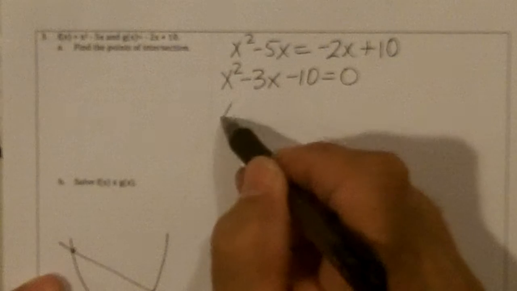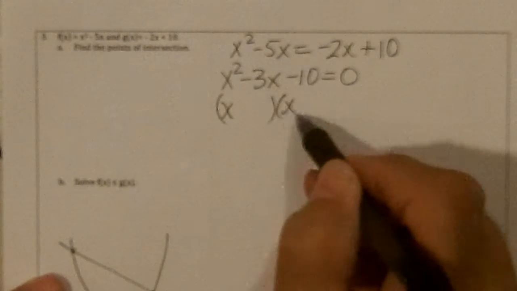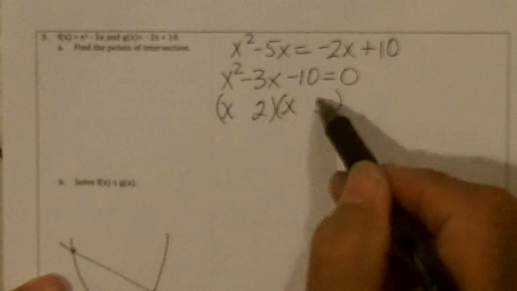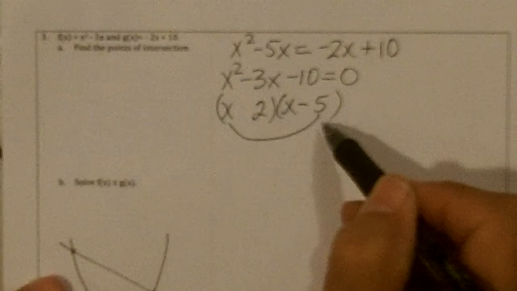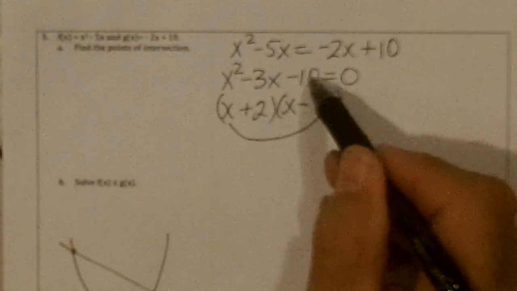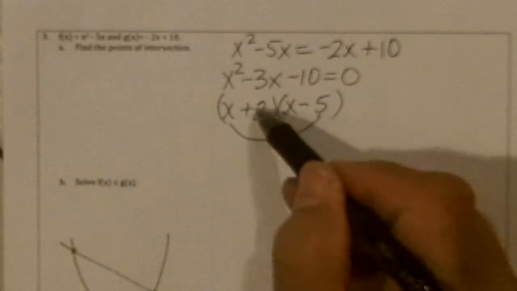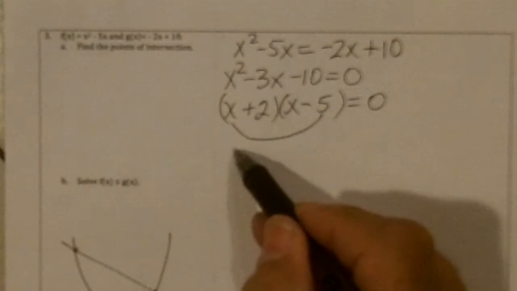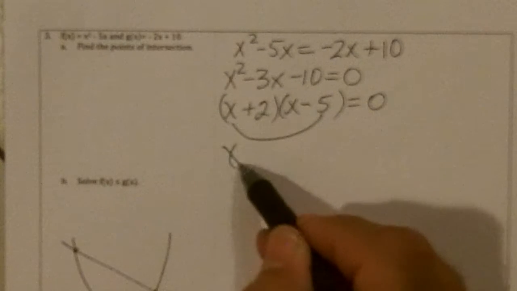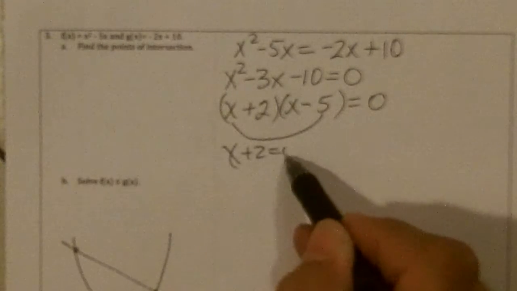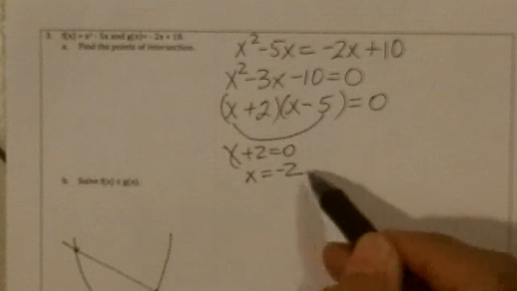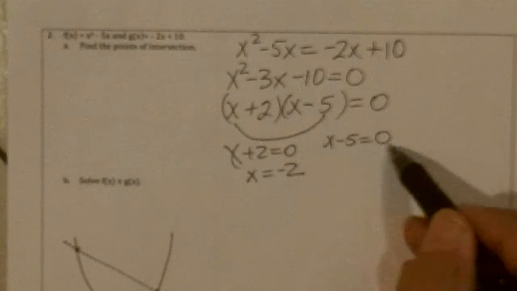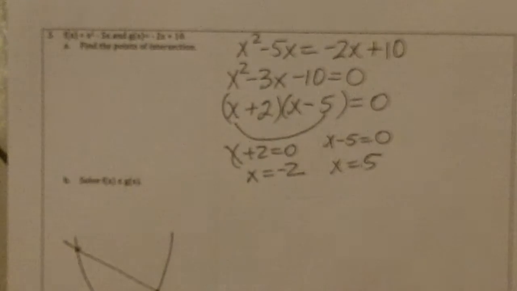Now I could plug this into the quadratic formula and get an answer, but I can also factor this. This is going to be x and x. And to get 10, it'll be 2 and 5. And if I make it minus 5 by putting a minus there and plus 2, that'll make it minus 10. And it'll make minus 5x and plus 2x, which is minus 3x. So I set these equal to 0, and x plus 2 equals 0, so x equals -2. Setting the other equal to 0, I get x minus 5 equals 0. Add 5, and I get x equals 5.